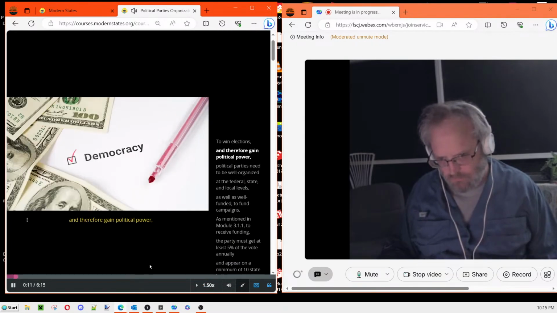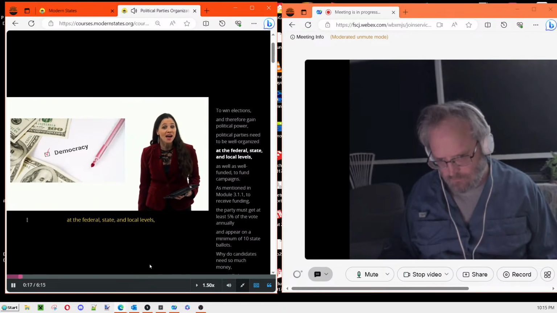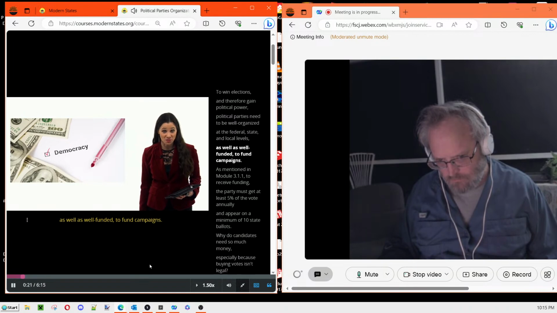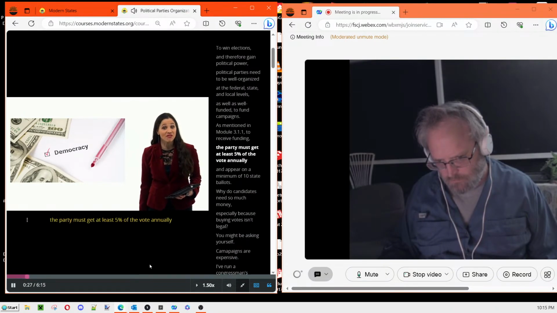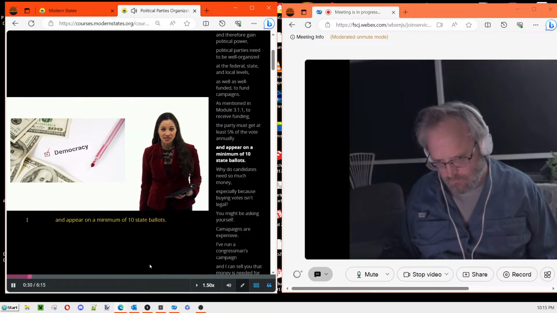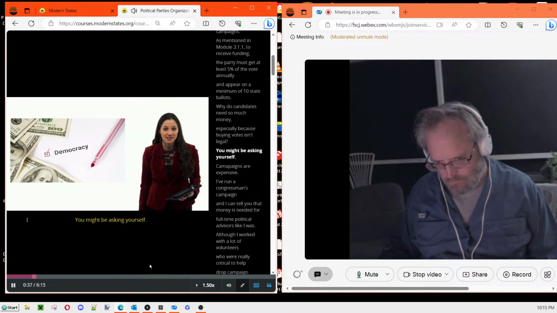To win elections and therefore gain political power, political parties need to be well organized at the federal, state, and local levels, as well as well funded to fund campaigns. As mentioned in Module 3.1.1, to receive funding, the party must get at least 5% of the vote annually and appear on a minimum of 10 state ballots. Why do candidates need so much money, especially because buying votes isn't legal? You might be asking yourself.